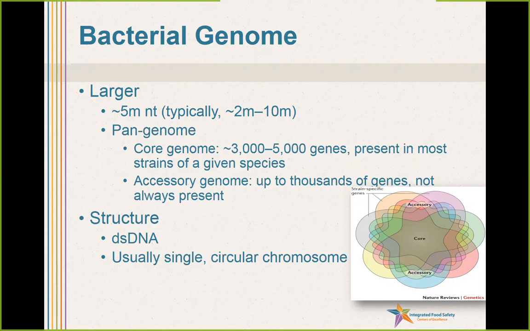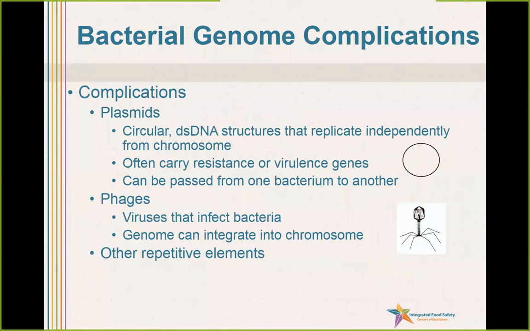They can still be very important, for instance, in antibiotic resistance, such as beta-lactam resistance. The structure of the bacterial genome is double-stranded DNA that is usually a single circular chromosome. Complications occur in bacterial genomes with plasmids and phages.